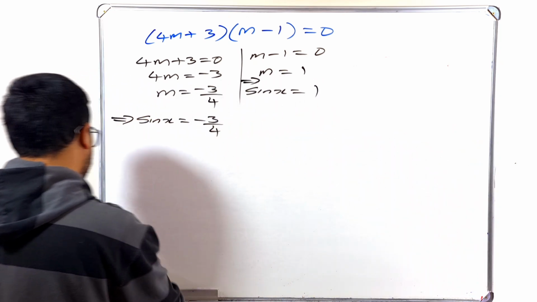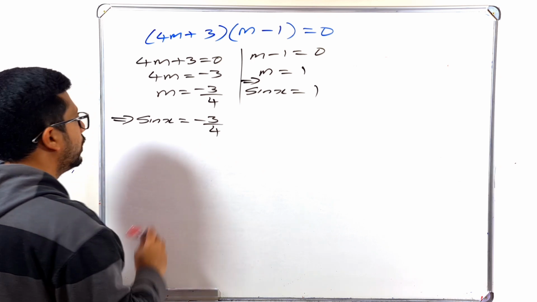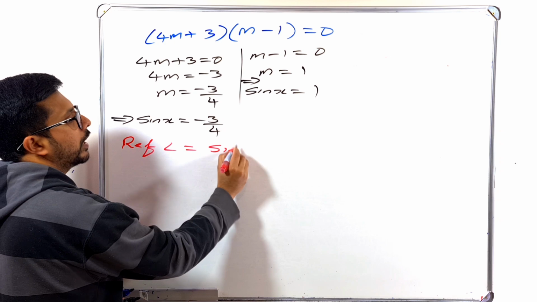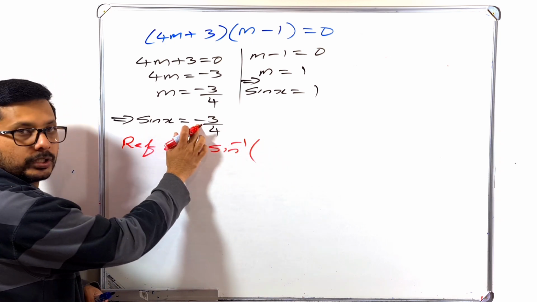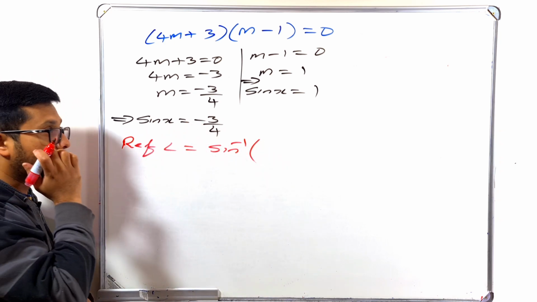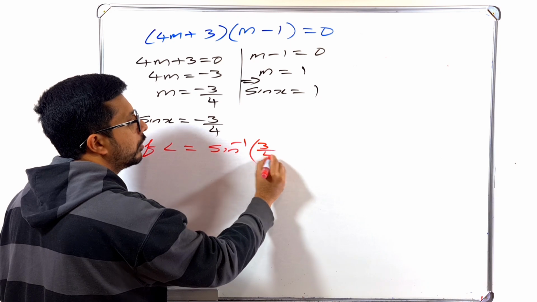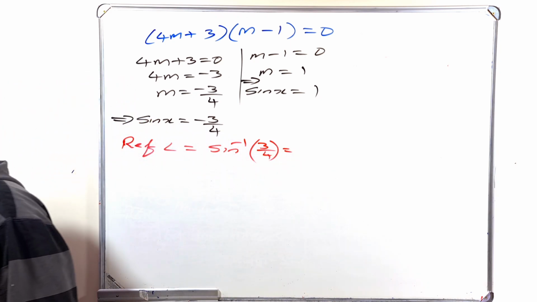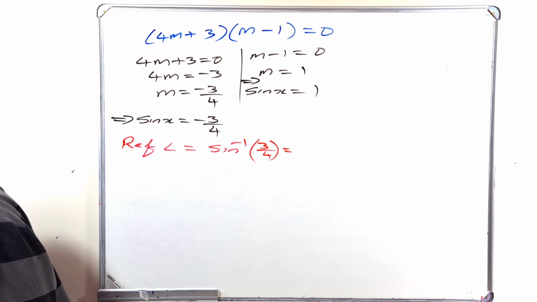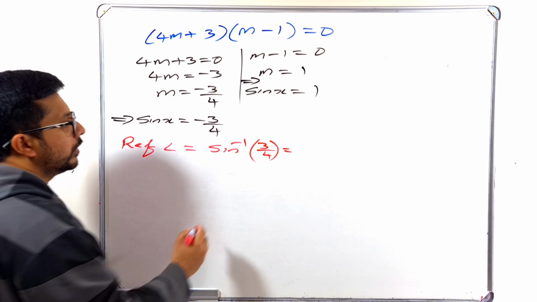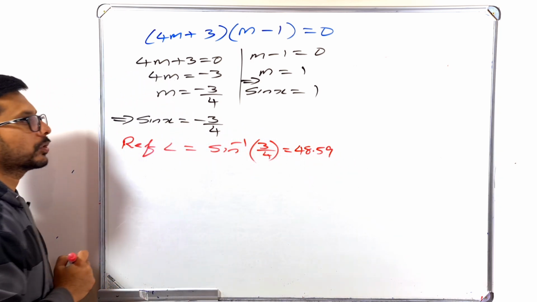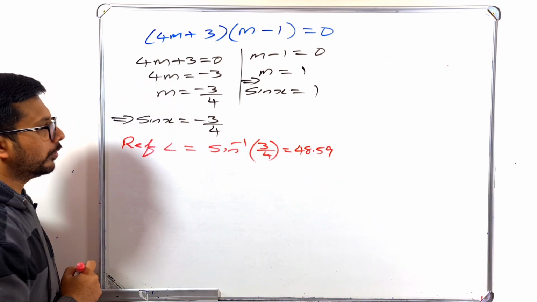The reference angle is equal to sine inverse of, avoid this minus when you find the reference angle, sine inverse of positive 3 over 4. Check in your calculator what is sine inverse of positive 3 over 4. It is 48.59. So the reference angle is 48.59.